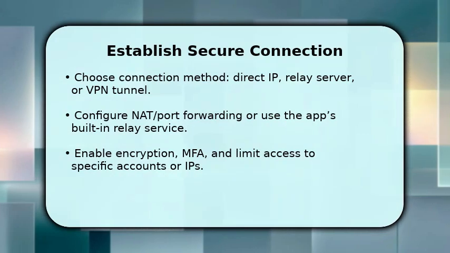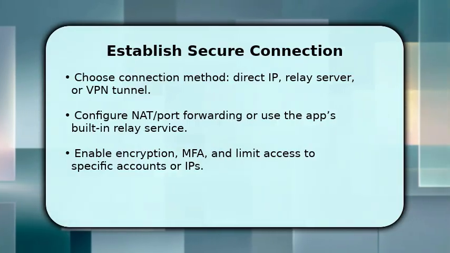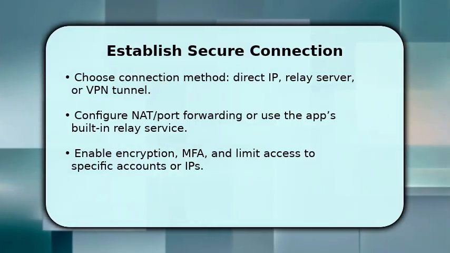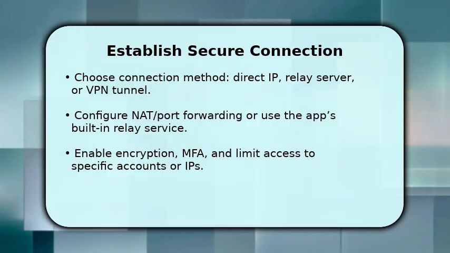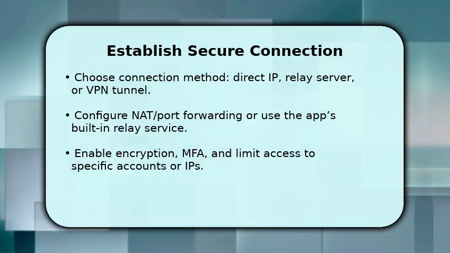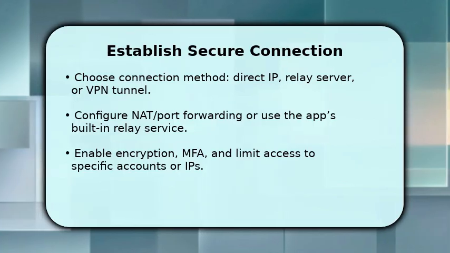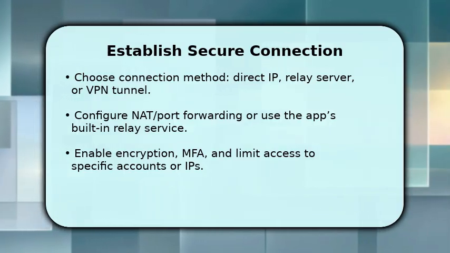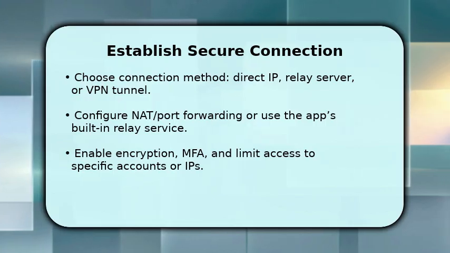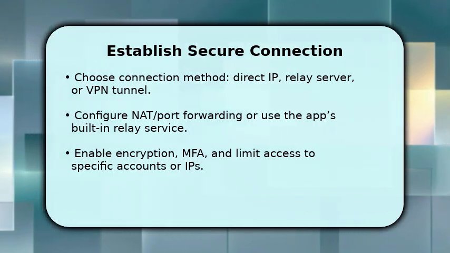Now establish the actual connection by choosing a method: direct IP when on LAN, relay server when NAT blocks you, or VPN for a secure tunnel. Pick what fits your network. Make sure to set up NAT or port forwarding on the remote router if using direct access, or simply log into the relay service provided by the software.